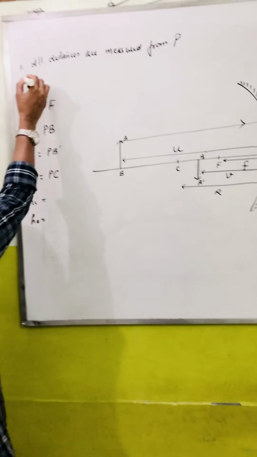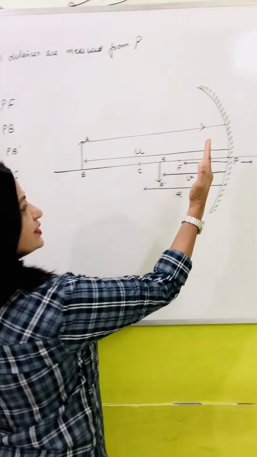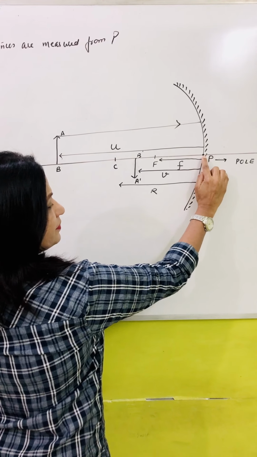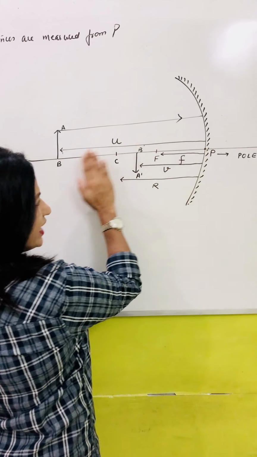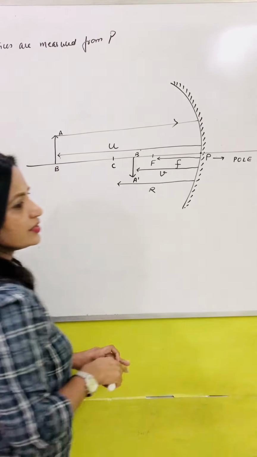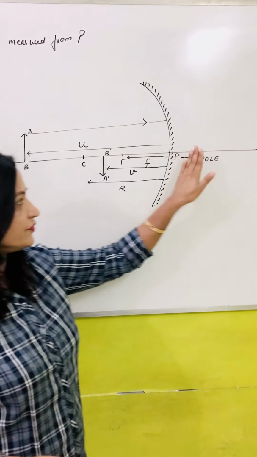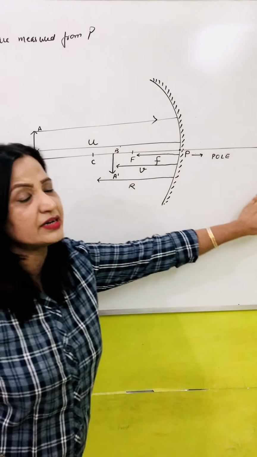The second rule of Cartesian sign conventions. If I take this mirror, then this side is the left side of the mirror and this side is the right side of the mirror. This is called the left side of the mirror, the right side of the mirror. Front of the mirror, behind the mirror.